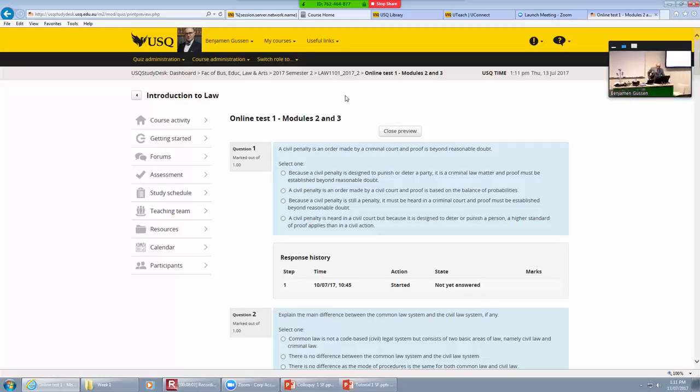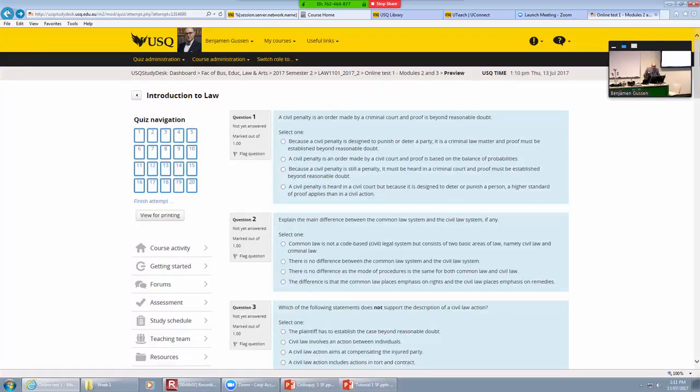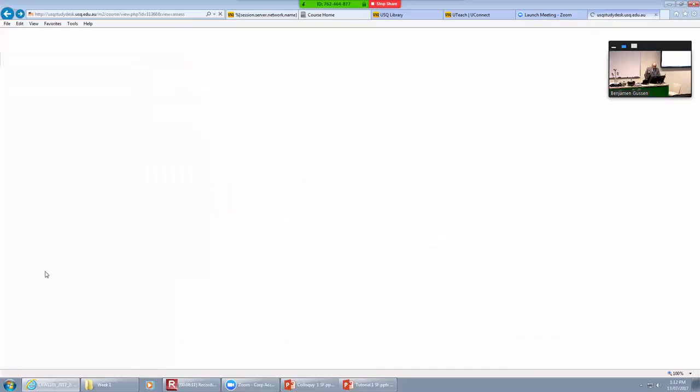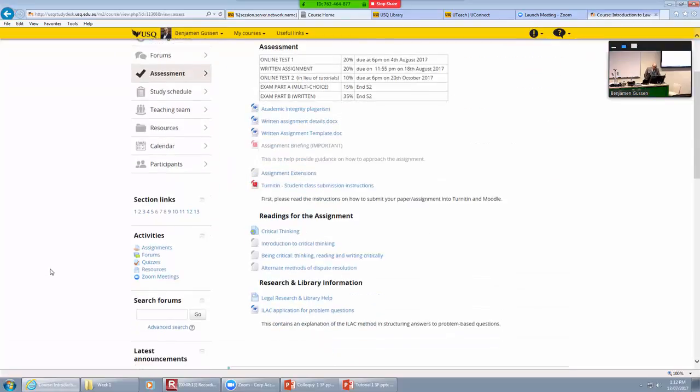Now, the same thing for your assignment. Of course, next week we will really go through the assignment in much more detail, but you can see here that you have the documents required for the assignment, where you have the written assignment details, the template for the written assignment. So this is the file you need in order to put your answers into that template, and that's the one that you will upload online.